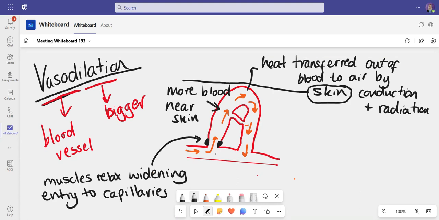Okay. Now this vessel down the bottom here is going to have less blood flowing along here. So if these muscles relax, it diverts the blood mainly that way. So there's less blood through this bottom blood vessel. And this bottom one is called a shunt vessel. And that's deep away from the skin.